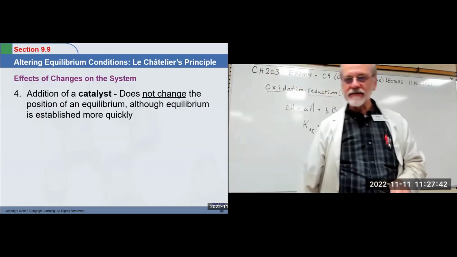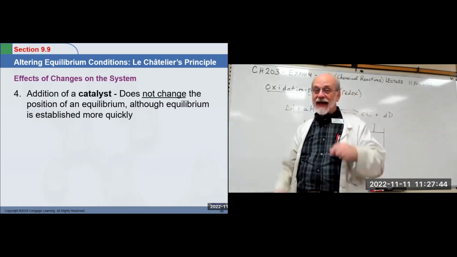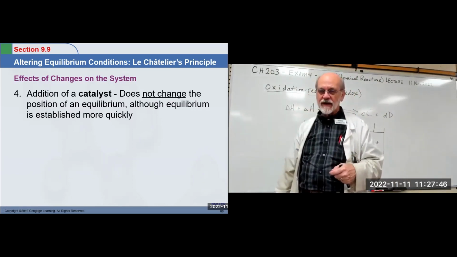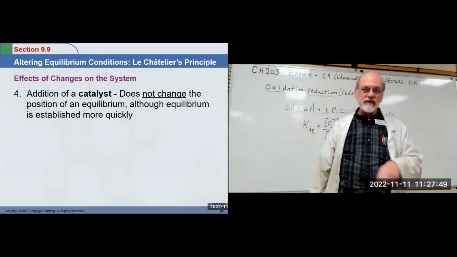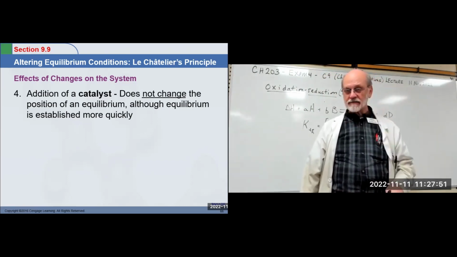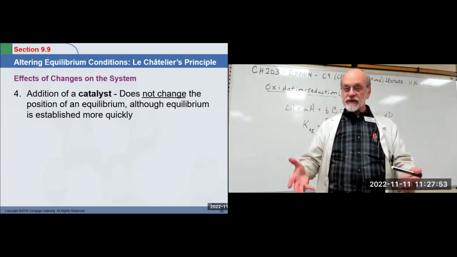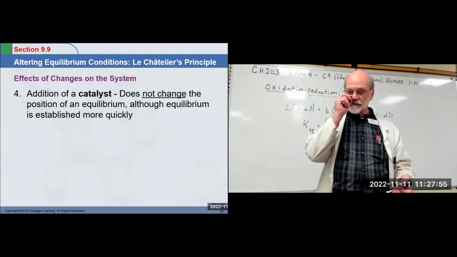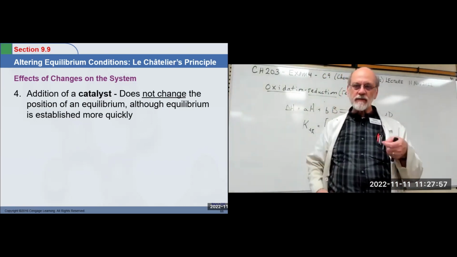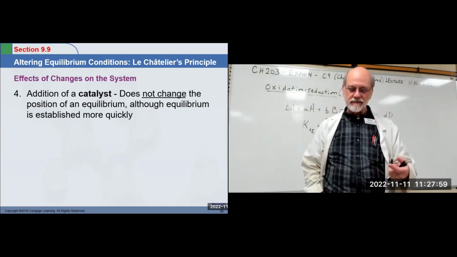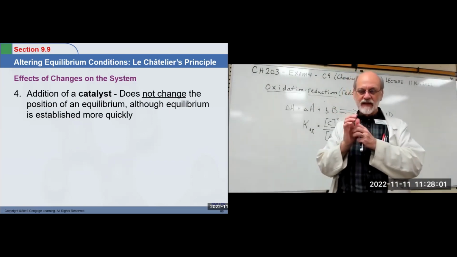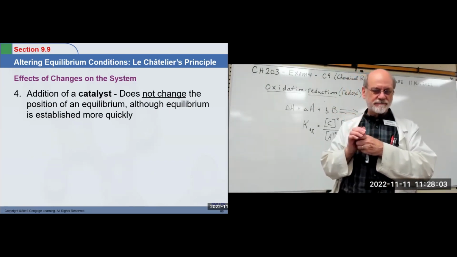How about a catalyst? If we add a catalyst, what does it do? It simply speeds up the reaction in both directions, right? So it doesn't shift the equilibrium at all. It just means that the equilibrium is reached more quickly. It does not change the position.